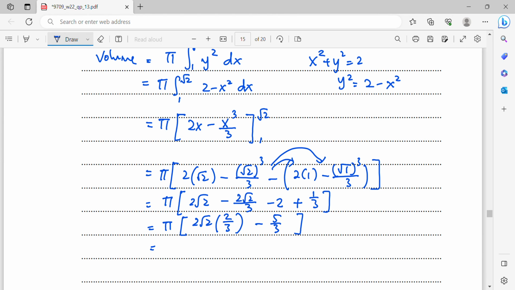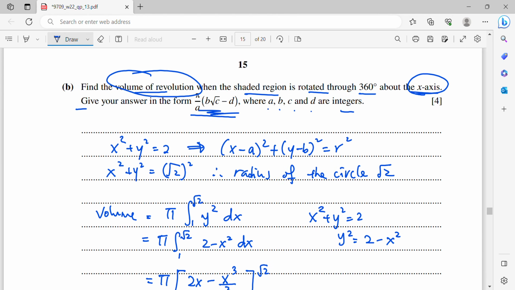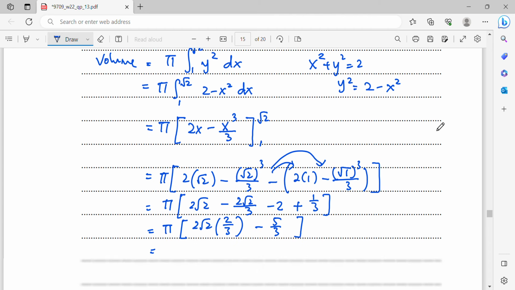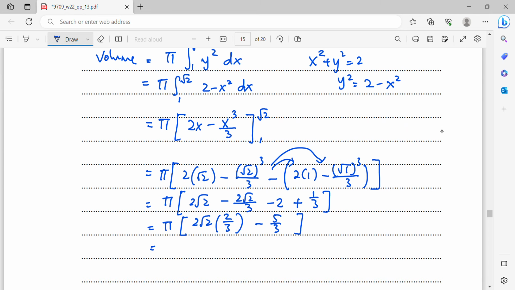So to get the form, let's look at the answer. You need to get pi over a. Okay, pi over a. Then b root c minus d. So that means now I have to factorize the over 3. So I will get pi over 3. So once you have factorized the over 3, the denominator, that means now you have to do expansion.